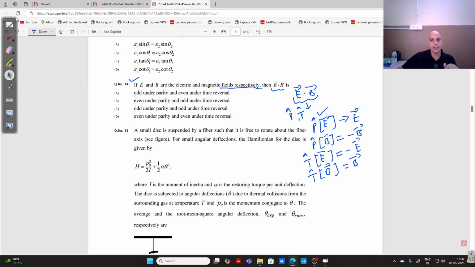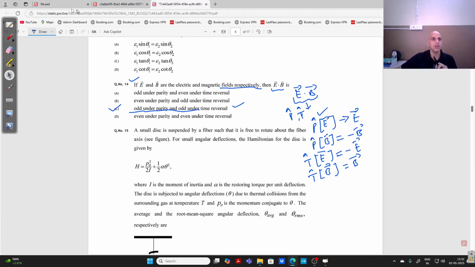Similarly, when I apply the time reversal operation on E, it changes sign, but B doesn't change, but the dot product will change. It means both parity as well as time reversal will be odd, right? So I think odd under parity and odd under time reversal. This is the correct answer, right? So these types of questions are usually asked related to the symmetry operations.